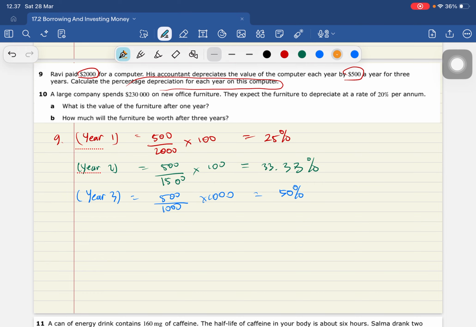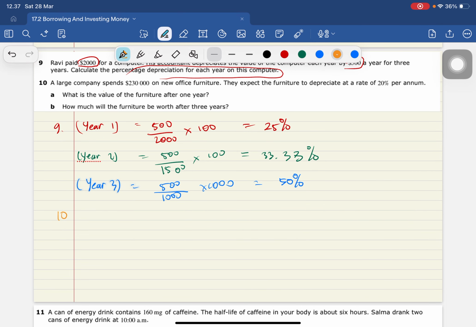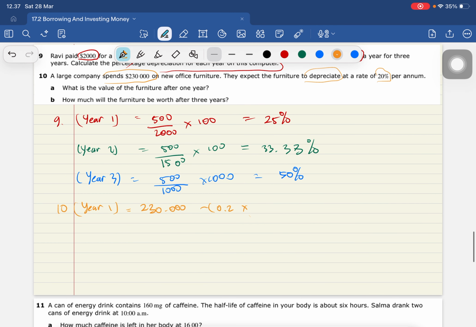Okay, now it's number 10. A large company spent 230,000 on new office furniture. They expect the furniture to depreciate at the rate of 20%. Okay, 20%, so we can count it. Here is year 1, the first year, starting with 230,000. So we minus, as this is 20%, we make it 0.2, and we multiply it with 230,000.